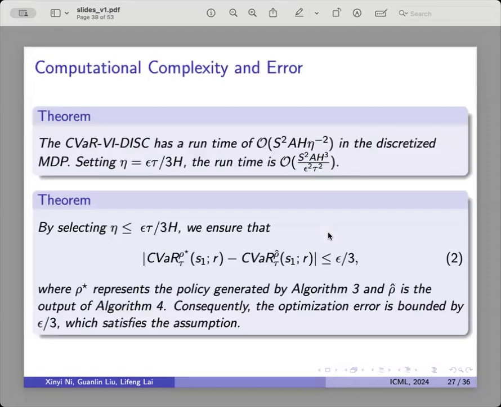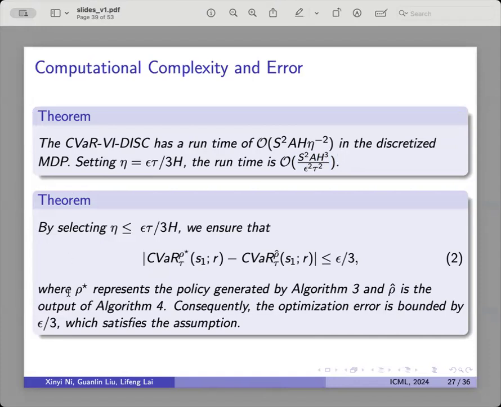And we also analyze the computational complexity and the error of our discretized version of CVaR VI. So the first thing we have demonstrated is that this algorithm has a runtime of big O of S squared times A times H times eta to the minus 2. And by setting eta equal to this value, the runtime is of big O of S squared times A times H cubed divided by epsilon squared and tau squared.